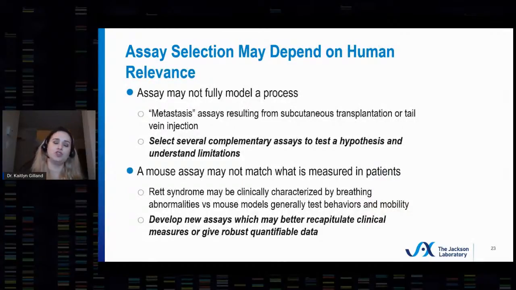And the assay that you choose might need to depend on the relevance to the human population. So for example, metastasis assays don't really test metastasis, but rather dissemination. And therefore, the assay doesn't really fully model the disease process. And so these metastasis assays have limitations in that the metastasis results from a tail vein injection or a subcutaneous transplant. And that doesn't really mimic the human response.